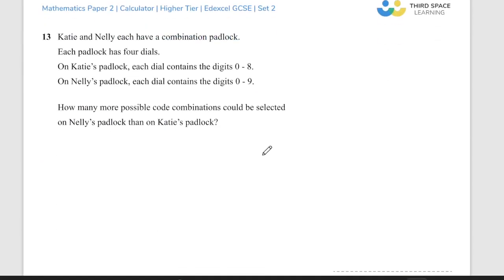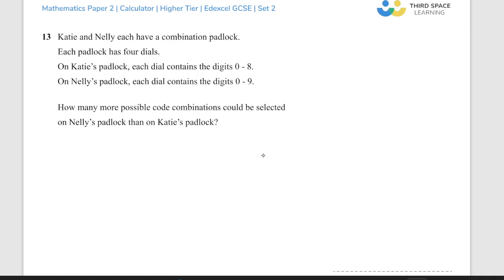Okay, question 13. Katie and Nellie each have a combination padlock. Each padlock has 4 digits. On Katie's padlock, each digit contains the digits 0 to 8. On Nellie's padlock, each dial contains the digits 0 to 9. How many more possible combinations could be selected on Nellie's padlock than on Katie's padlock?